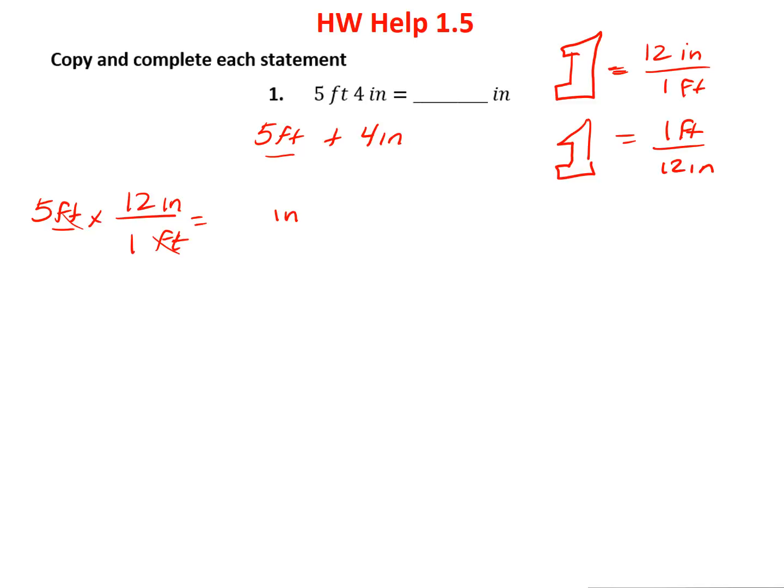And so in this way, 5 times 12 is 60 inches. Okay? So now I'm going to plug that back in, and now I have 60 inches plus 4 inches. So my final answer is 64 inches. So the answer there is 64 inches. So 5 foot 4 inches is 64 inches.